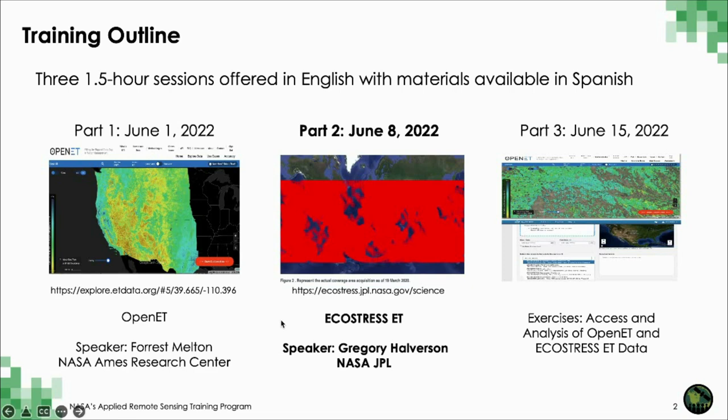Today, the focus is going to be on the ECOSTRESS ET product, which is a global product. ECOSTRESS is relatively a new sensor. And we have a guest speaker today from NASA JPL, Gregory Halvorsen. He is going to focus on how to access ECOSTRESS ET data, how to subset it and analyze it in great detail. Then, next week, we have exercises where we will also go through some of the steps to get OpenET data and ECOSTRESS ET data.